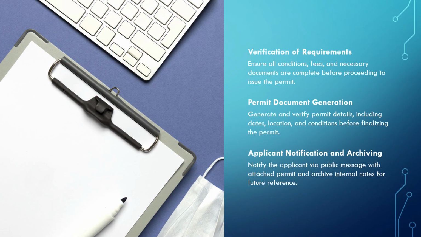Also, before issuing the permit, confirm that all conditions, fees, and documents are complete. Generate the permit document and verify details such as dates, locations, and conditions. Set validity periods and restrictions as needed. Notify the applicant via public message and attach the permit document. Archive internal notes for future reference.